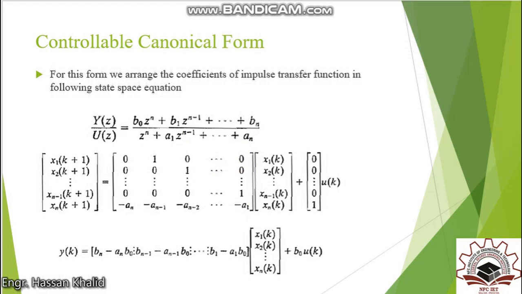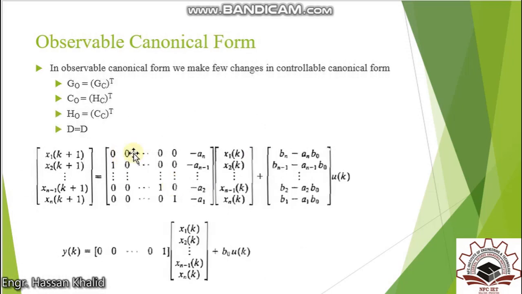Now just take a final look. All my last row after taking the transpose have been transformed into the last column, and similarly just by taking the transpose of the controllable G matrix I can obtain the observable G matrix. And if I need to write the output matrix C for the observable canonical form, I need to take the transpose of the H controllable matrix. If I take the transpose of this, I will get the output matrix C.